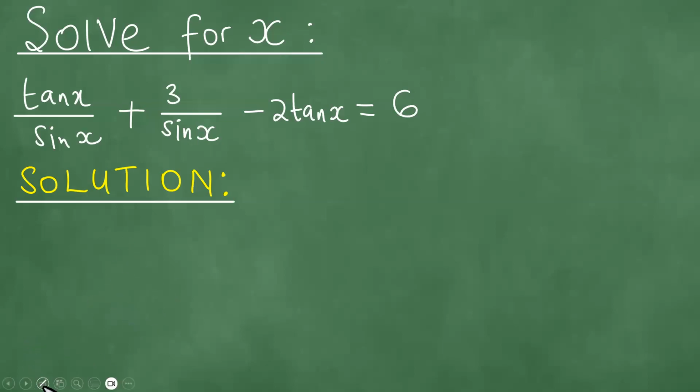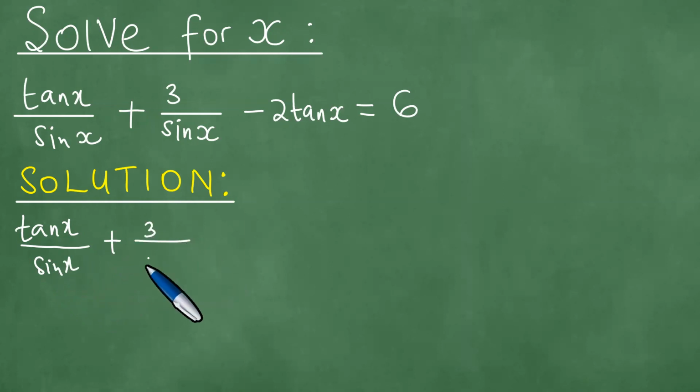Right, we need to solve for x in this case, given the equation tan x over sin x plus 3 over sin x minus 2 tan x equals 6, and we write down the solution to the problem. We first write down tan x over sin x plus 3 over sin x minus 2 tan x equals 6.